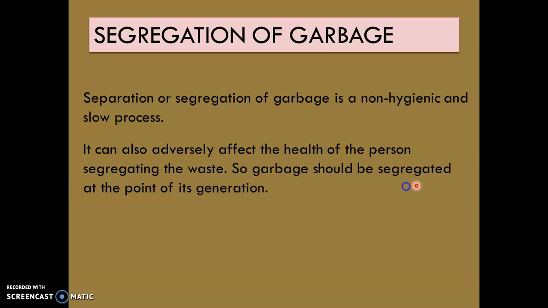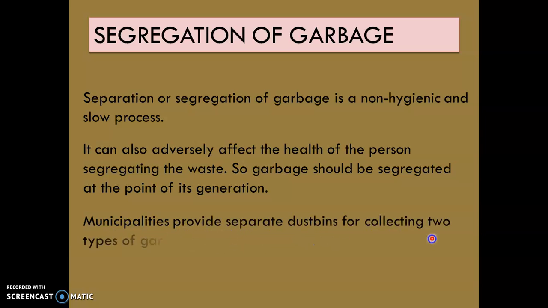So garbage should be separated or segregated at the point of its generation. At the point when it is made, that time only it should be separated. Municipalities provide separate dustbins for collecting two types of garbage. What are the two types of garbage? Let us see it in the next slide.